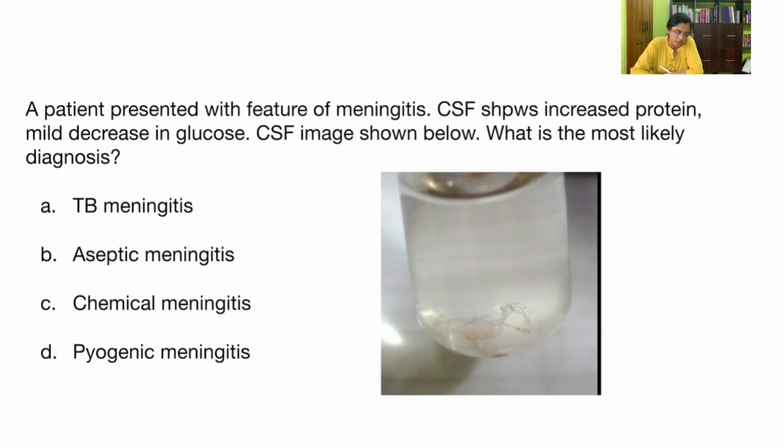So now coming to the next important topic. A patient presented with features of meningitis. CSF shows increased protein, mild decrease in glucose. The CSF image is shown below. What is the most likely diagnosis? Here you can see there is a cobweb formation happening. We all know that cobweb formation is seen in tubercular meningitis. So the answer here is tubercular meningitis.